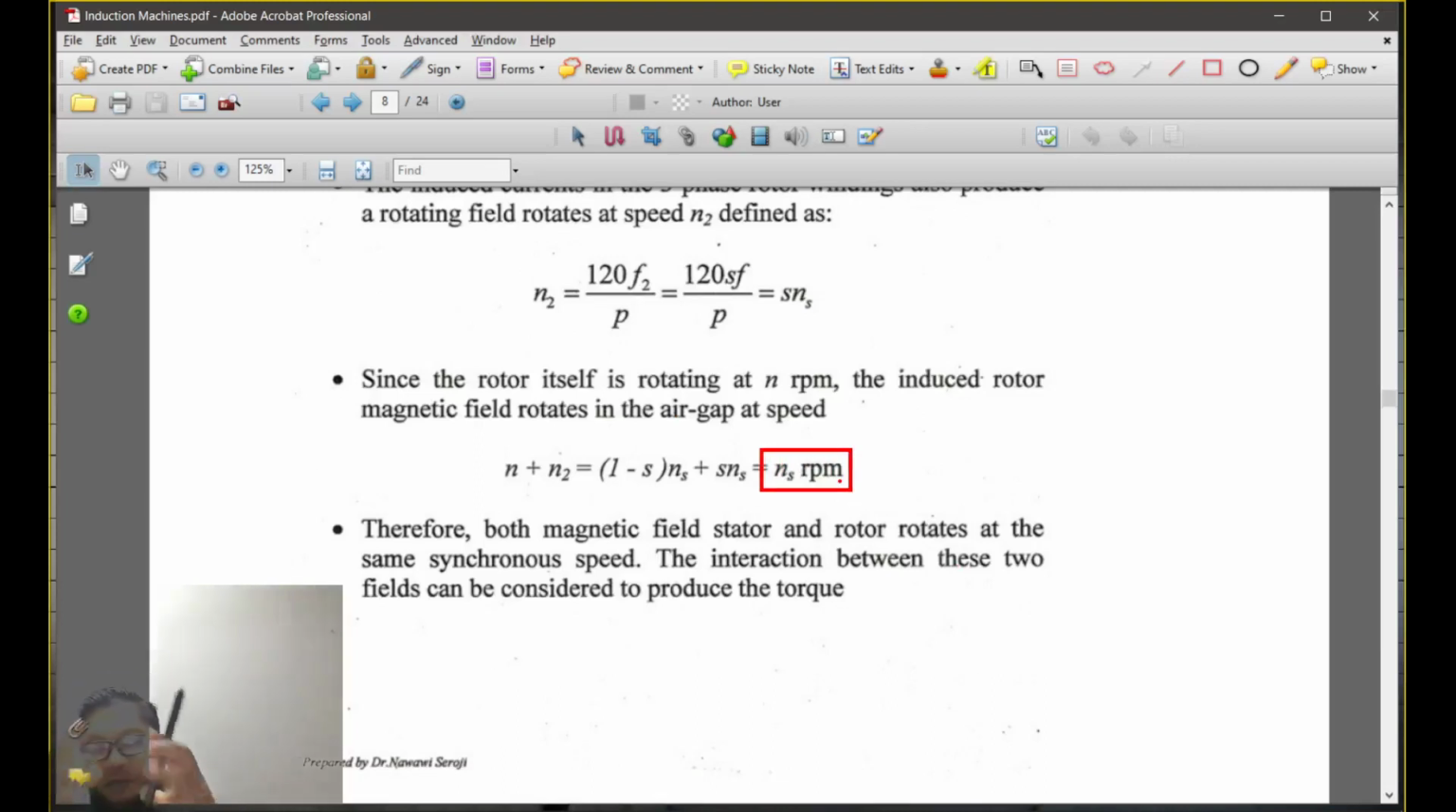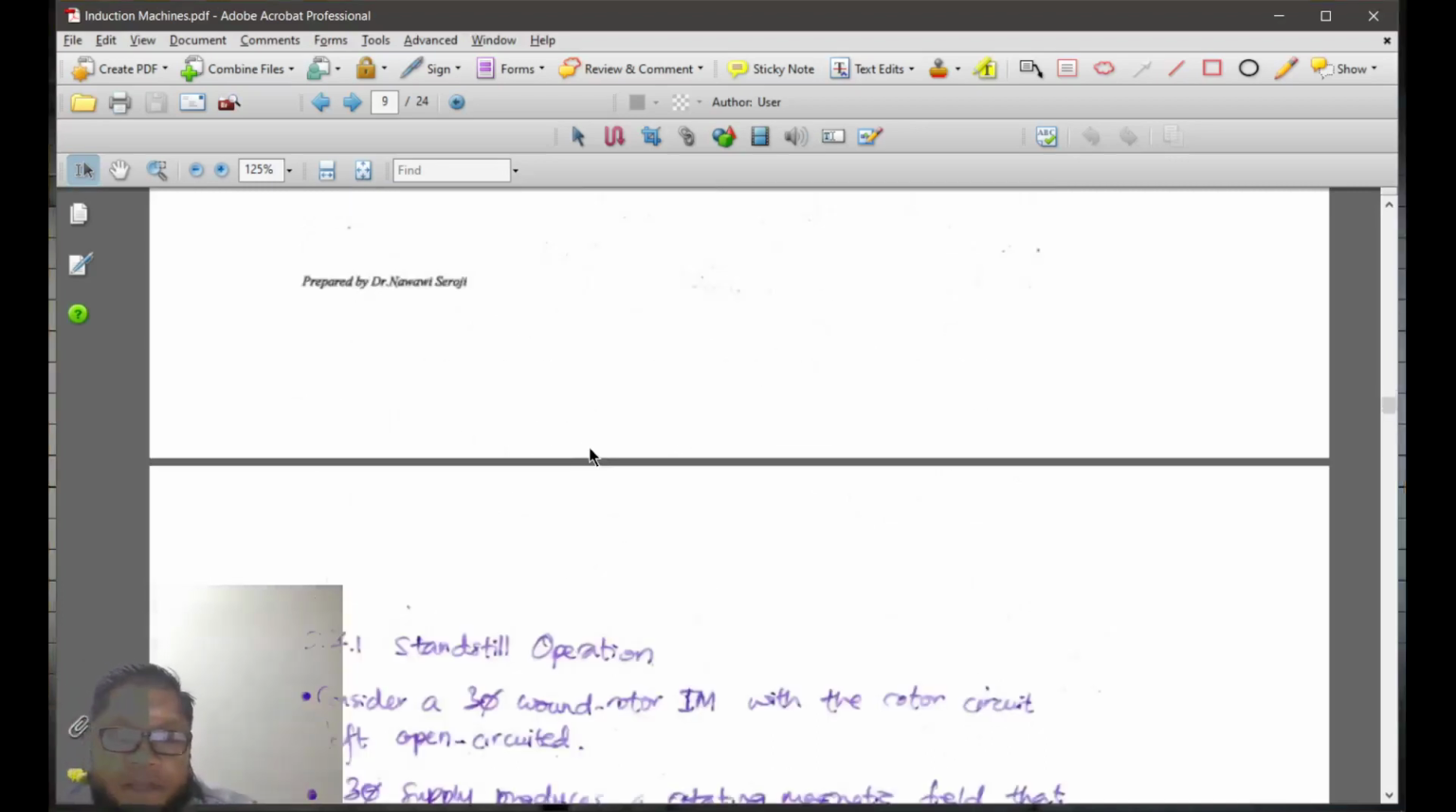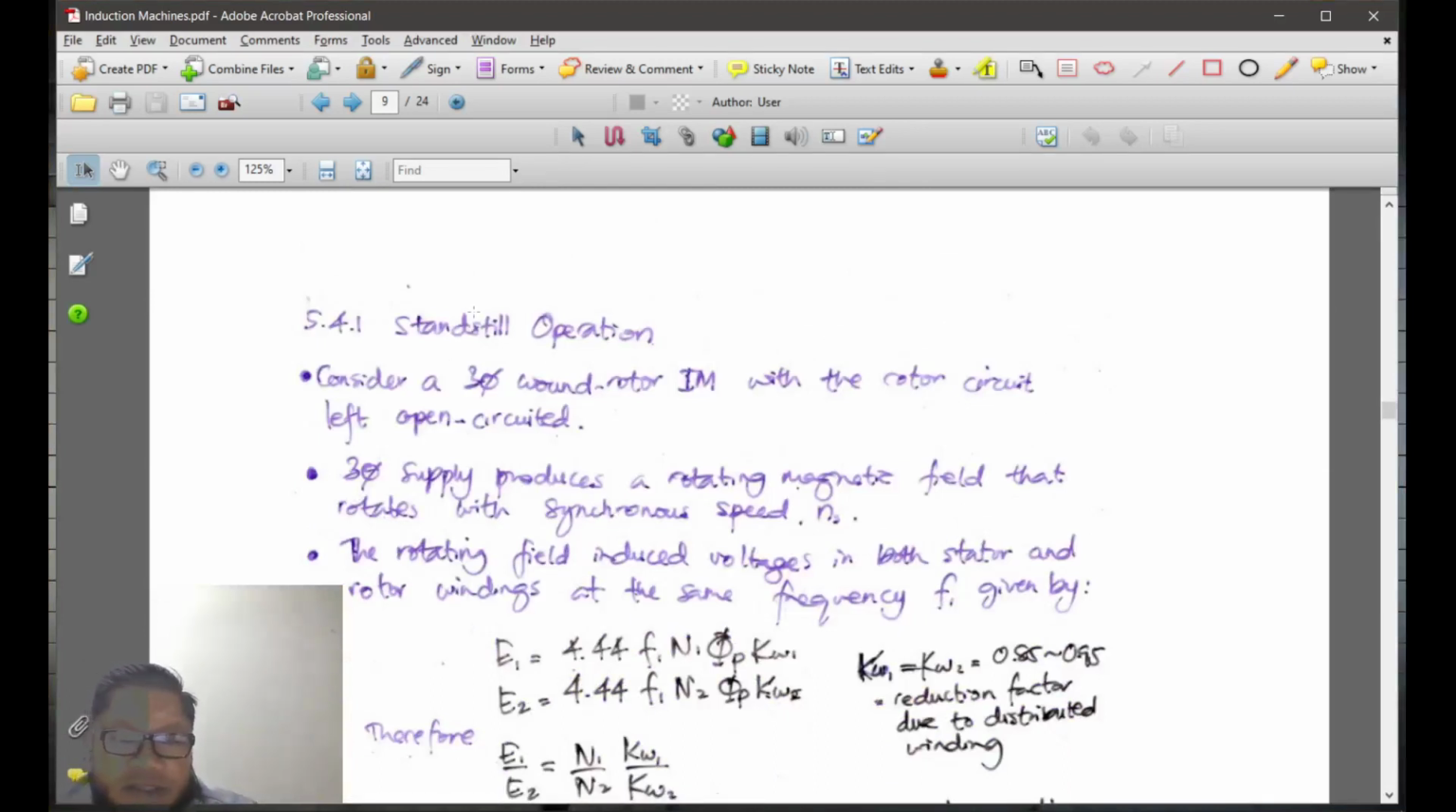So now there are two components of magnetic field in the air gap. One is due to the stator and the other one is due to the rotor, and both have the same speed. Therefore, both magnetic fields rotate at the same synchronous speed. The interaction between these two magnetic fields produces a torque, which drags the rotor to rotate.